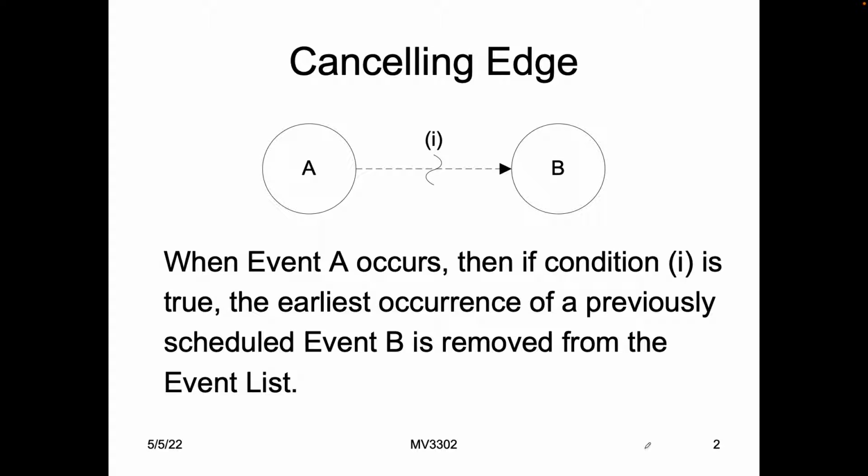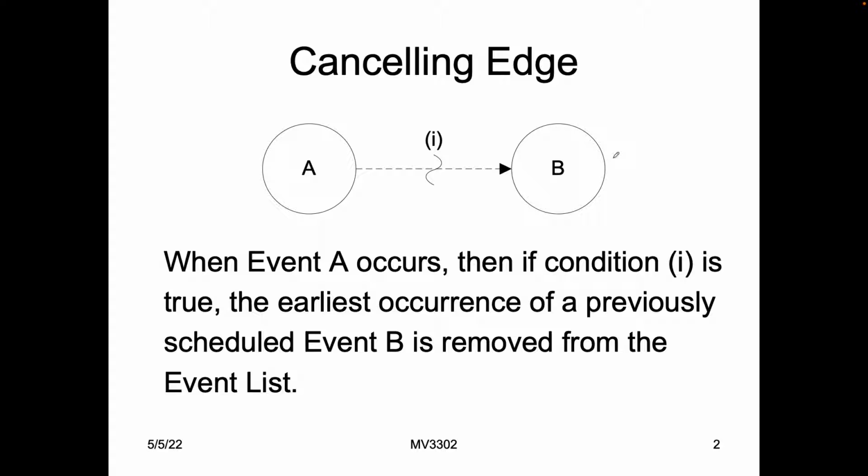Okay, so canceling edge. If you remember, if this were a scheduling edge, this would be when event A occurs, it puts event B on the event list. And so far we've seen a few examples of this. But the only way that an event comes off the event list once it's been scheduled has been when it bubbles to the top and the event list algorithm processes it. In other words, the event list logic says, okay, you're the next event to occur, and that's how you'll get off the event list.